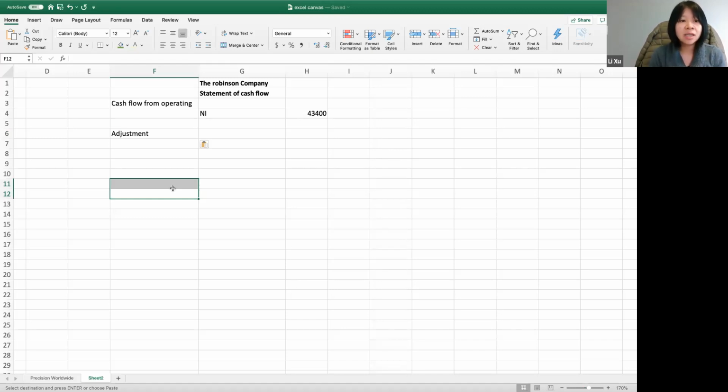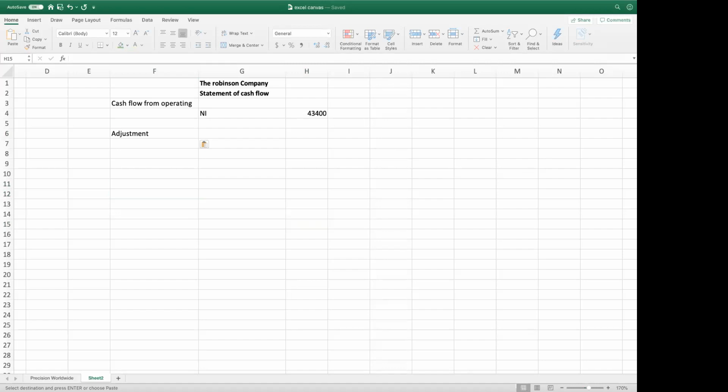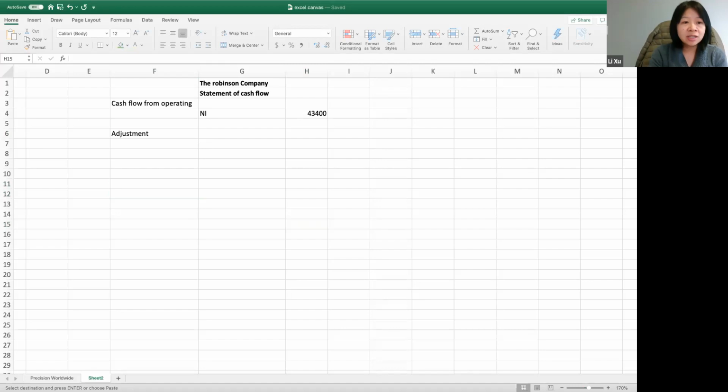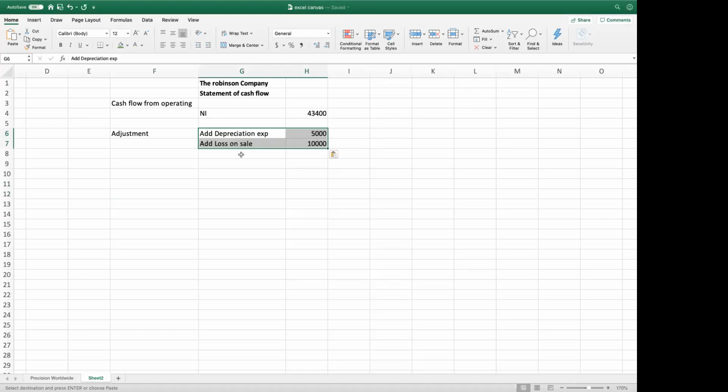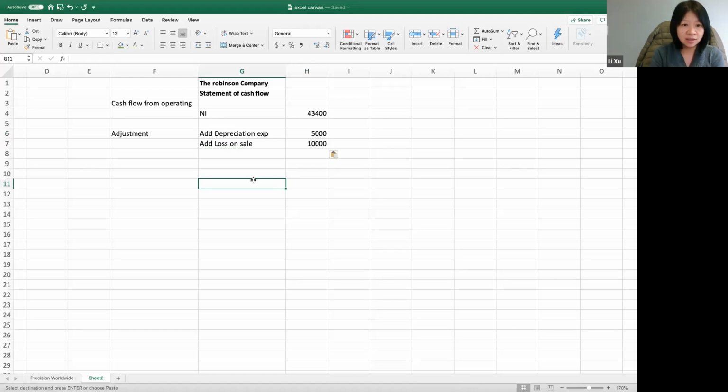Okay. So here, look at this Robinson Company. On the income statement, they have two items which are non-cash. First is depreciation, and the second one is loss on sale. Every time you see these two, you know these are non-cash expenses and losses, so you have to add them back to the net income. Okay, so that's what I'm doing here. I just added them back. I added the depreciation expense and added the loss on sale.